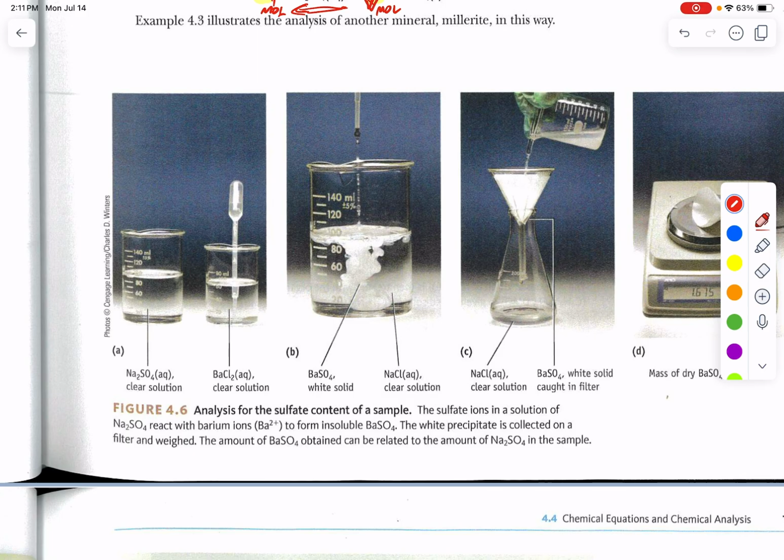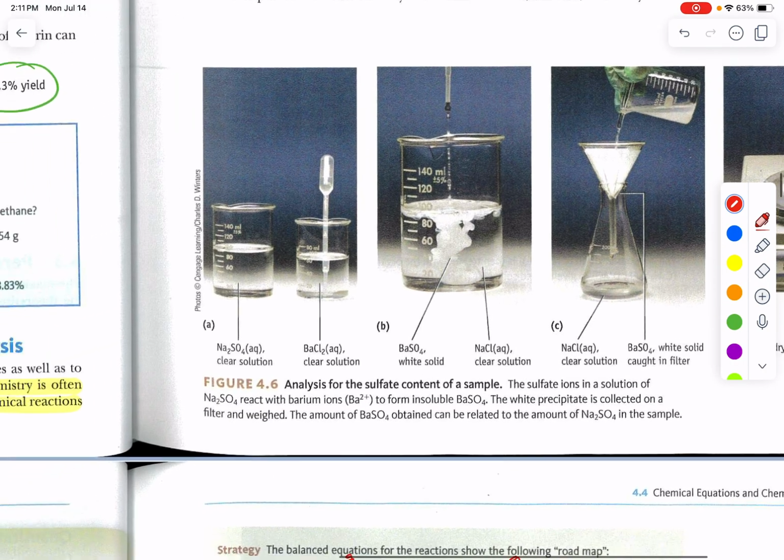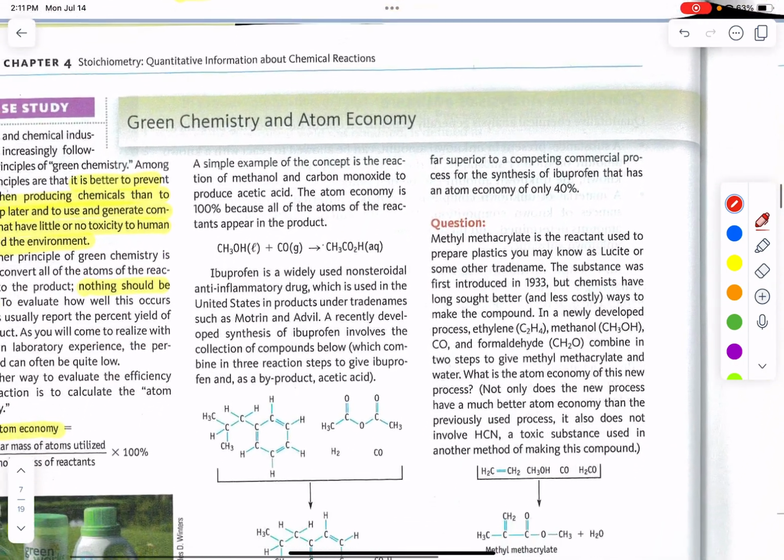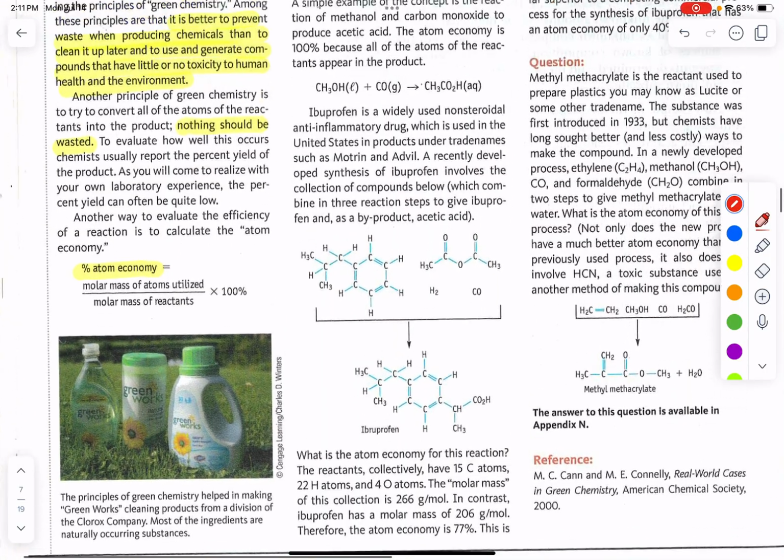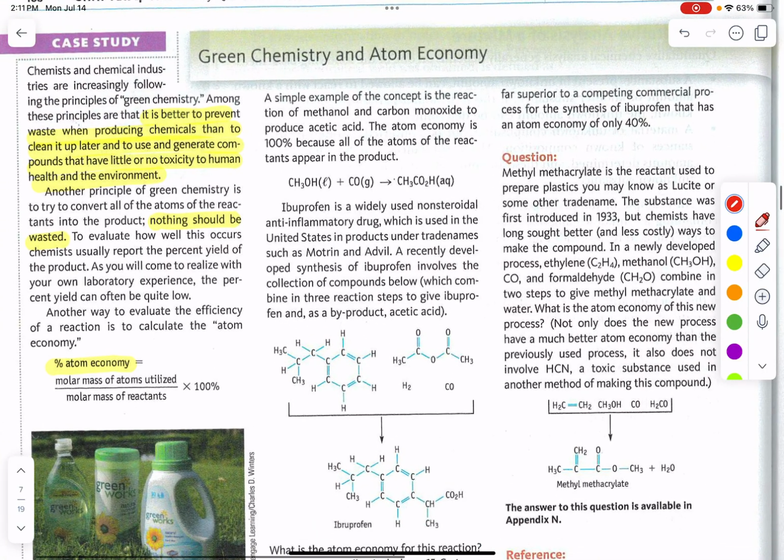Let's see, I'm not going to look at this picture here. I'm going to hopefully come down to here. Let's talk about green chemistry for a bit.